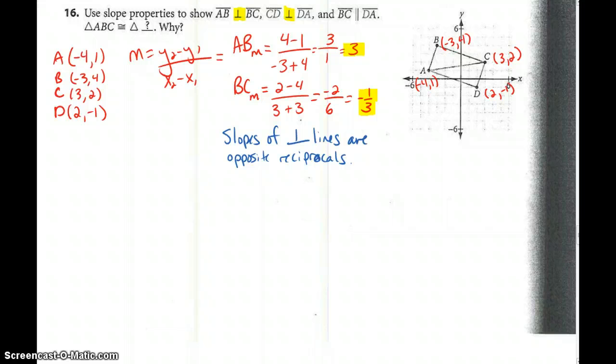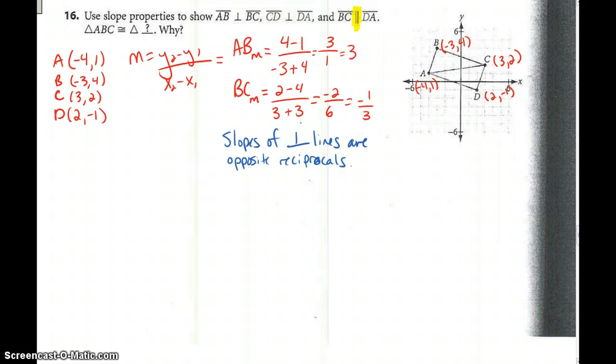Now, similar reasoning can also be used to show the comparison of two parallel lines, only their slopes will not be opposite reciprocals, and that is for you to decide what they should be. Now the question's ultimate answer is triangle ABC is congruent to what other triangle and why?